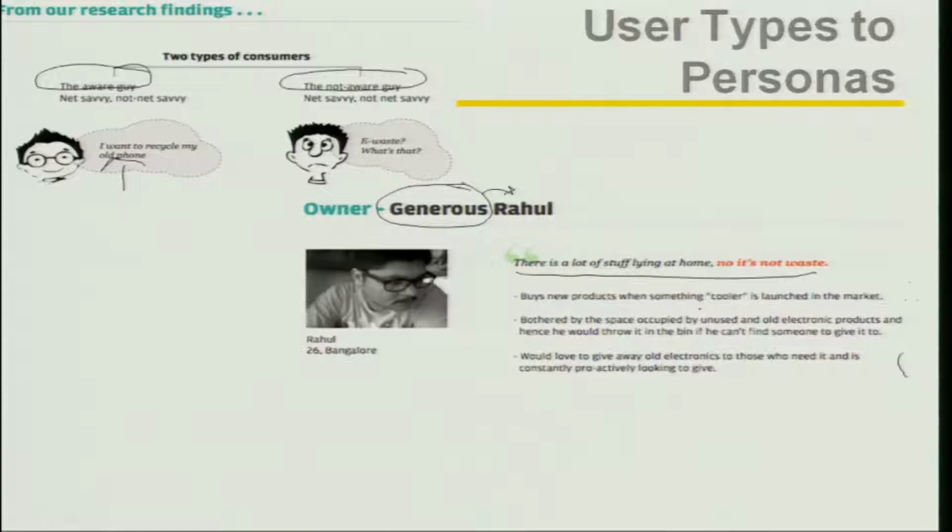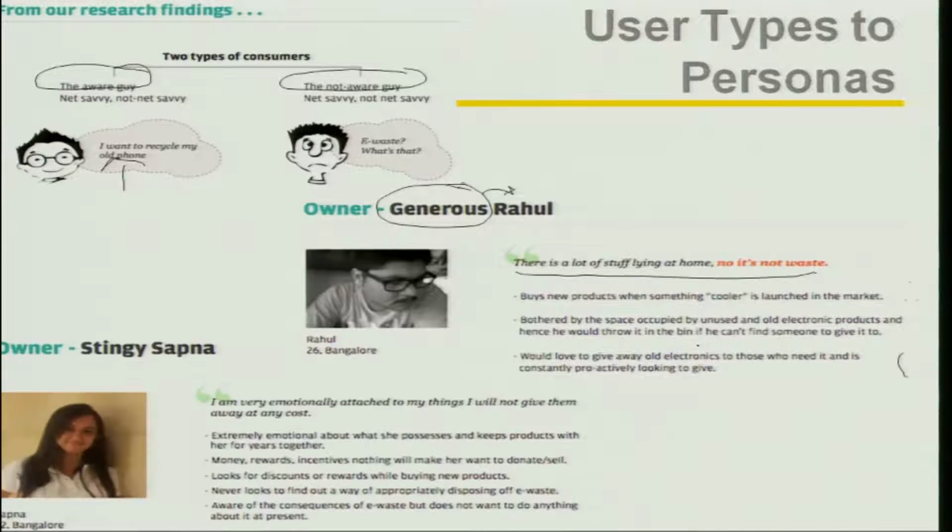He buys new products when something cooler comes in. He's bothered by the space occupied by all the old products, but he wouldn't throw them in the bin. He would love to just give them away to someone. He would love to know if there's someone who needs it.